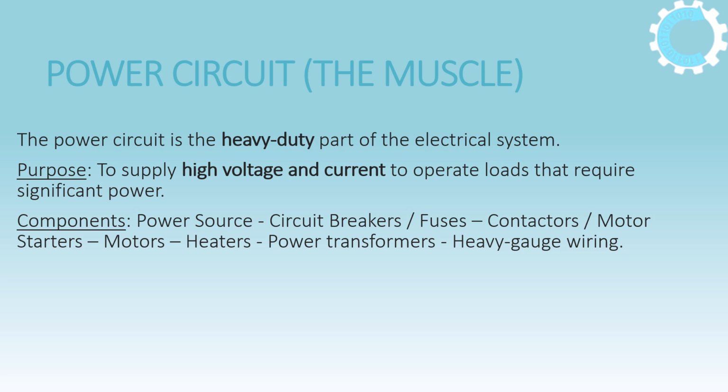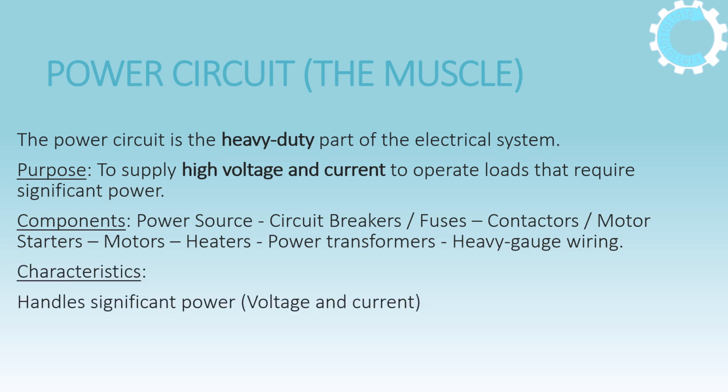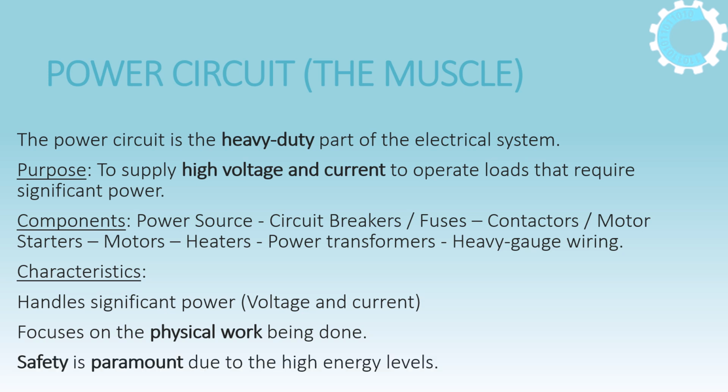What we should bear in mind about the power circuit are the following aspects. First, it typically operates at higher voltages such as 240 volts, 400 volts, 600 volts AC, and higher currents. Second, it is therefore designed to handle significant power, watts or kilowatts. Third, it focuses on energy transfer and the physical work being done. And the last aspect is about the safety of the power circuit, which is obviously paramount due to the high energy levels.